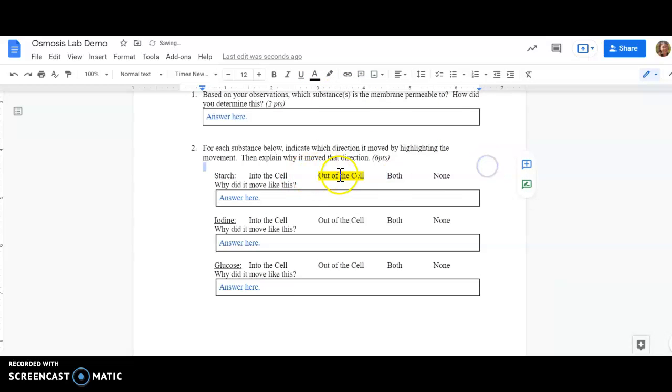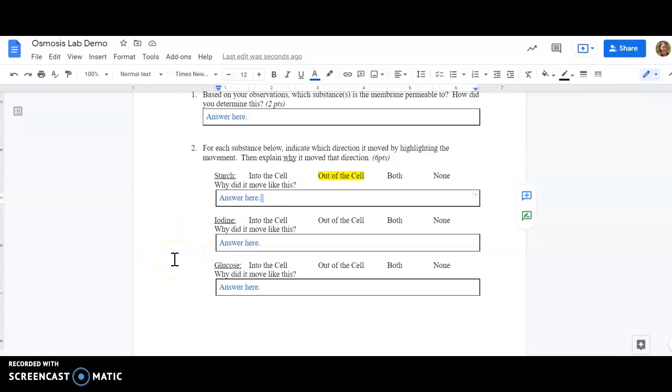So if you highlighted that starch moved out of the cell, you would say, I think it moved outside the cell because blah, blah, blah. It really wants to be free and enjoy its life outside of a cell. Don't put that explanation. That's not going to work out well. And then you'll do the same for iodine and for glucose.